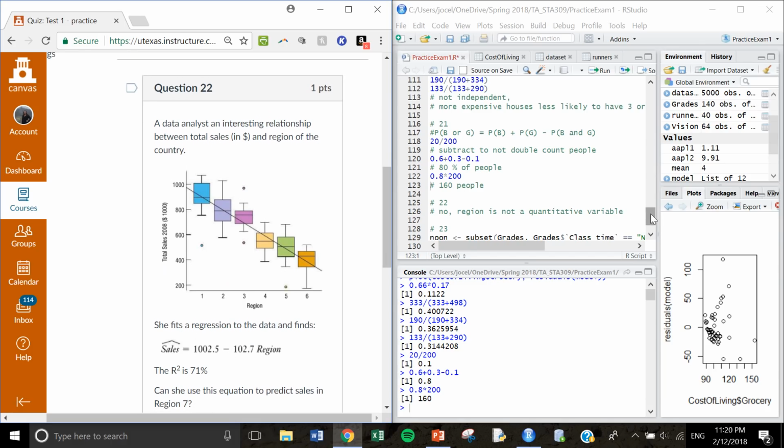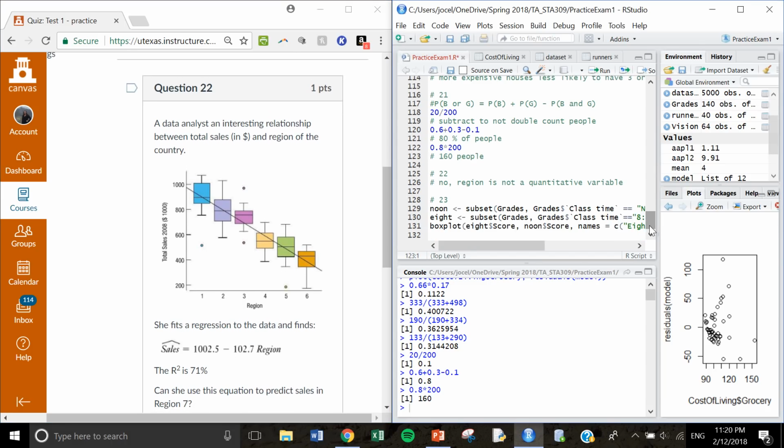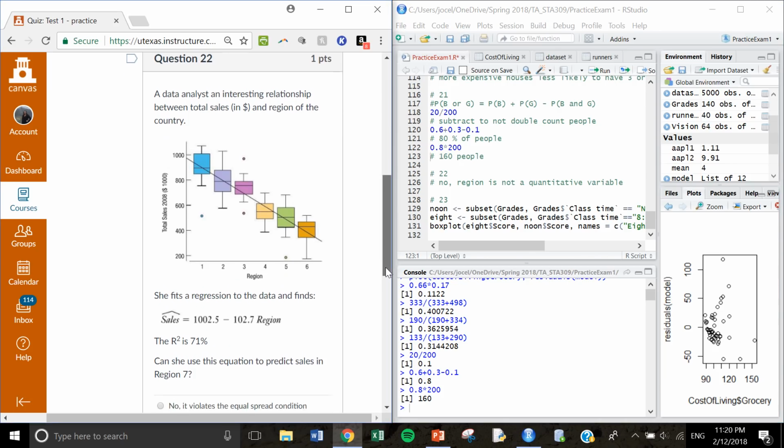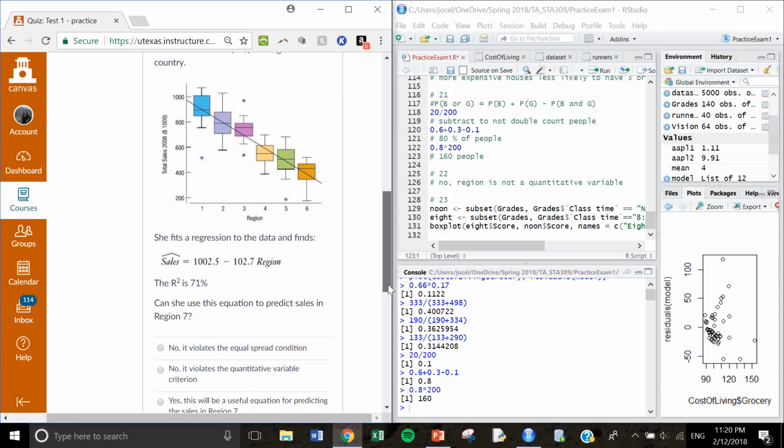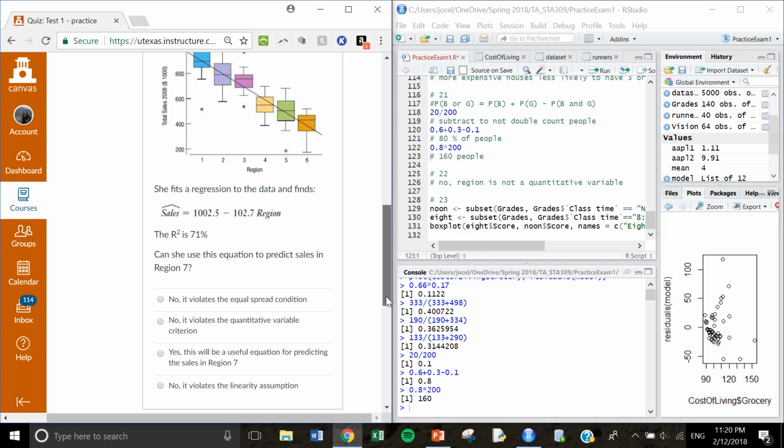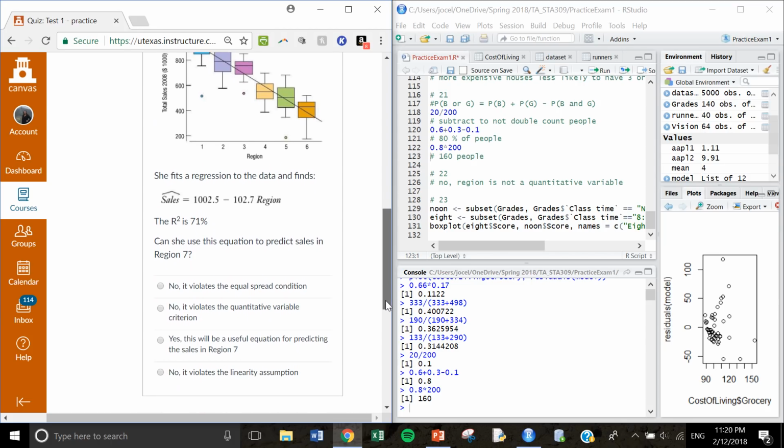Question number 22. A data analyst analyzed an interesting relationship between total sales and region of the country. She fits a regression to this data and finds this equation. Can she use this equation to predict sales in region 7?